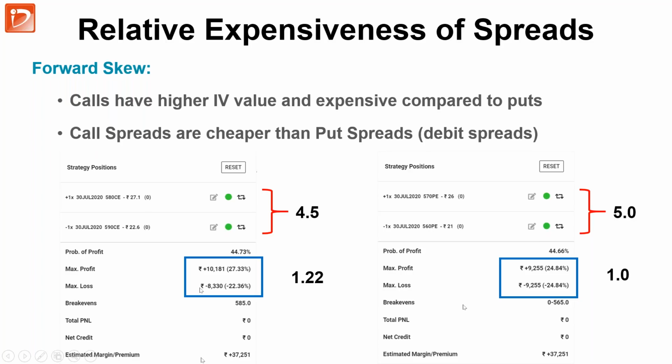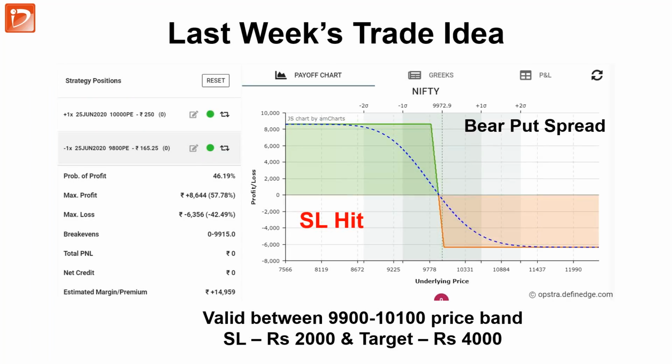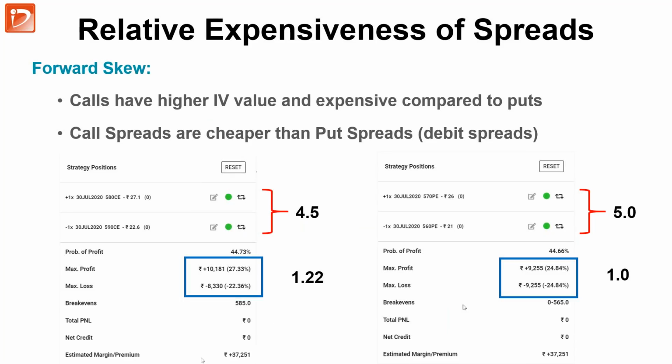In the Bharti Airtel example, the width is 10 here: we buy the 580 call and sell the 590 call. The spread is 4.5 and the risk reward is 1.22. With the put options, the spread is 5 and the risk reward is 1. So call spreads are cheaper than put spreads when we have forward skew. There are many different option strategies which I have not covered here because of shortness of time.